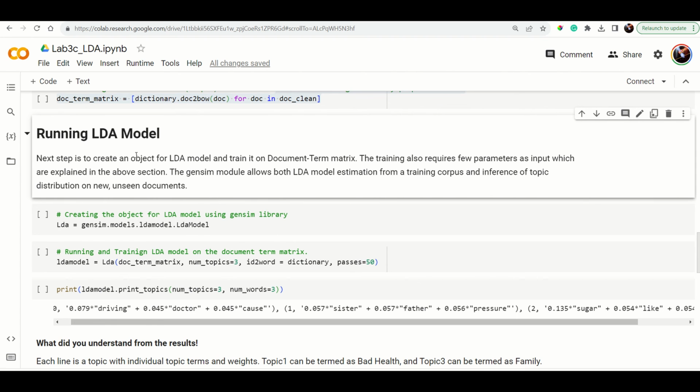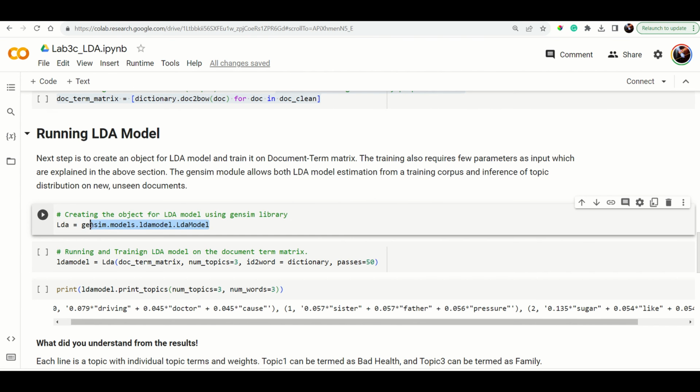Now we need to run the LDA model. So how can we create the LDA model? There are certain steps to be followed, because in Gensim models we do have this LDA model which is already available. We are going to use that model itself, right? The Gensim module allows the LDA model from the training corpus, and the inference of the topic distribution on new unseen documents. In the Gensim model you have this LdaModel, which is already available. This has to be called like this only.